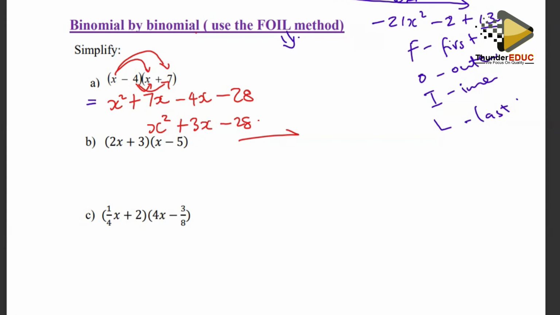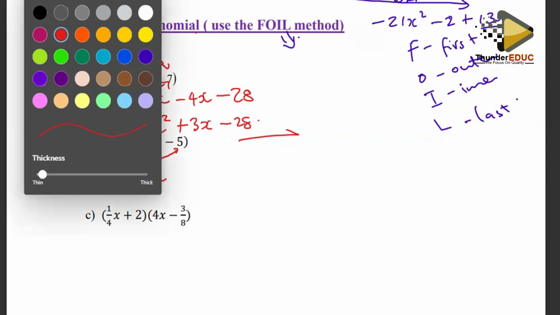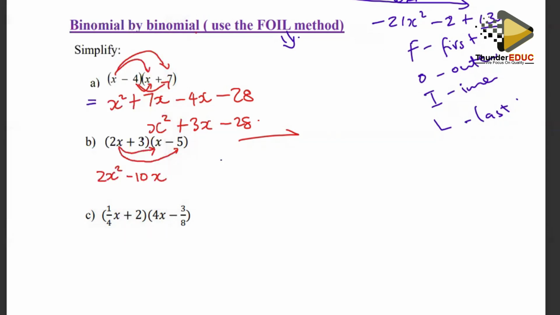Let's look at the second one, 2x multiplied by x. And that's going to be 2x squared. And then we have 2x multiplied by negative 5. That's going to be negative 10x. And then we have a 3 multiplied by x. That's going to be a positive 3x. And then a 3 multiplied by negative 5. That becomes negative 15.